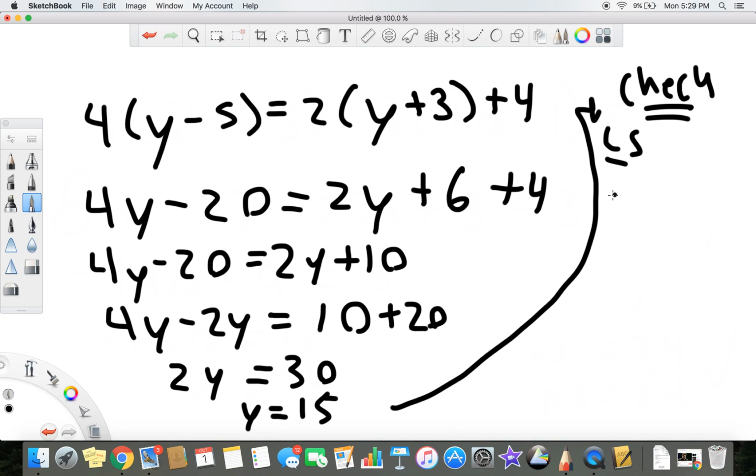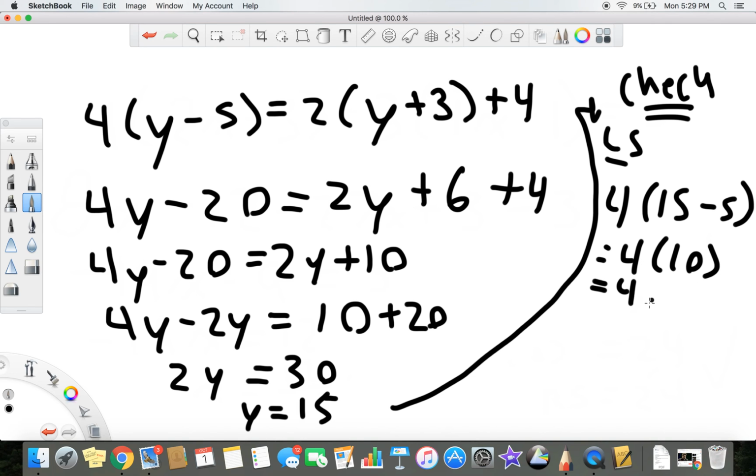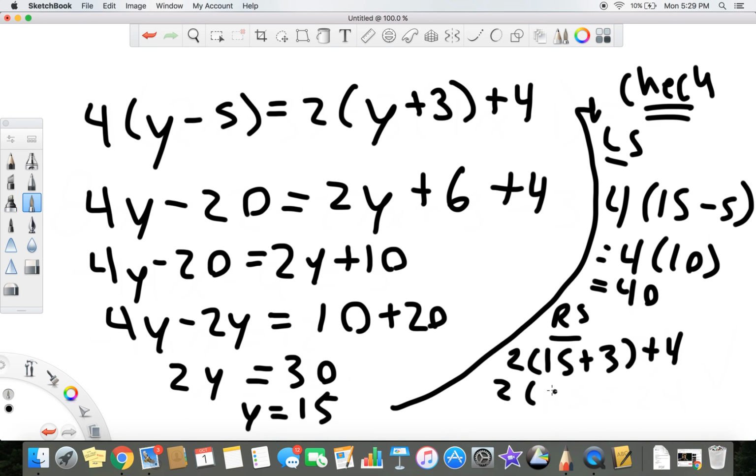Left side is equal to 4 multiplied by (15 minus 5). It's going to equal 4 times 10, equals 40. Let's check if the right side is equal to that. That's going to be 2 times (15 plus 3) plus 4. Now it's going to equal 2 times 18 plus 4. It's going to equal 36 plus 4, and that equals 40. So the left side equals the right side, and we are correct.